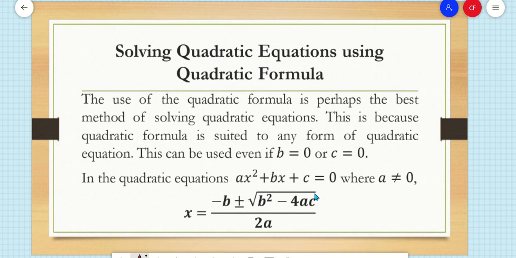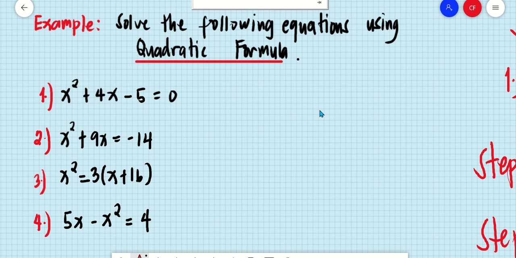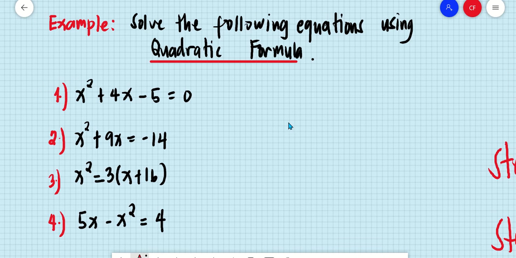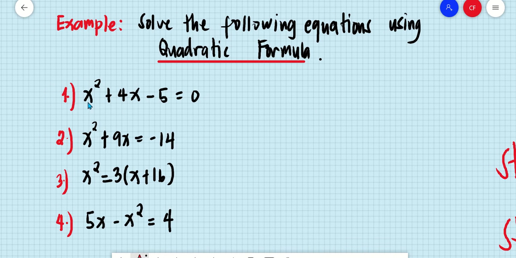So, syempre, apply na po natin yung quadratic formula sa pag-solve ng quadratic equation. Okay? Alright. So, I have here 4 examples. Solve the following equations using the quadratic formula. First, we have x squared plus 4x minus 5 equals 0. Next one is x squared plus 9x equals negative 14. Third one is x squared equals 3 times the quantity of x plus 16. And for number 4, 5x minus x squared equals 4.